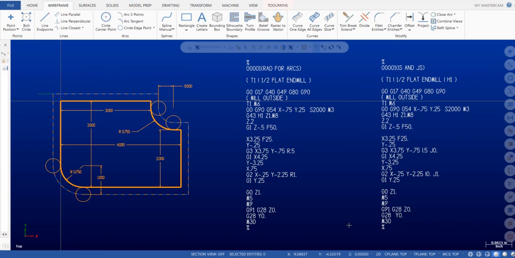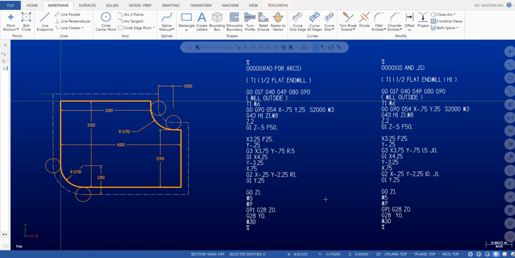So what I've done is put two programs side by side. The reason we have to go over this is because you're going to walk up to a machine. Some machines use the R, some machines use the I's and J's, and it all depends on who wrote the program, what software was used, if it was handwritten, if it was posted out by a CAD system. You're going to need to understand what the I's and J's mean.